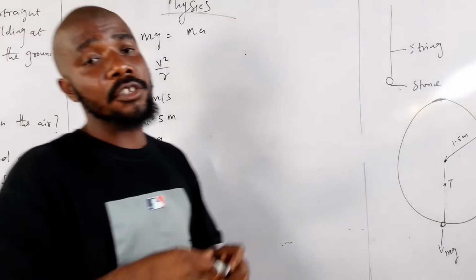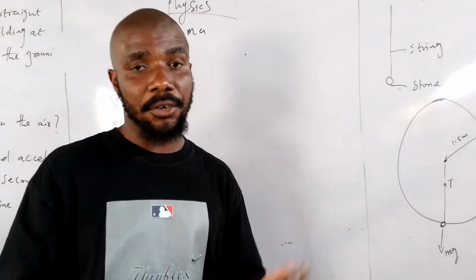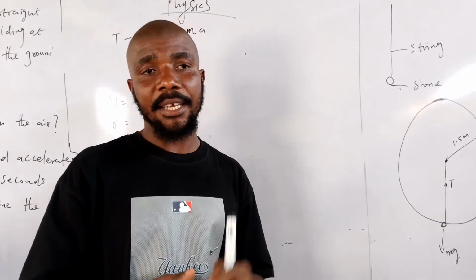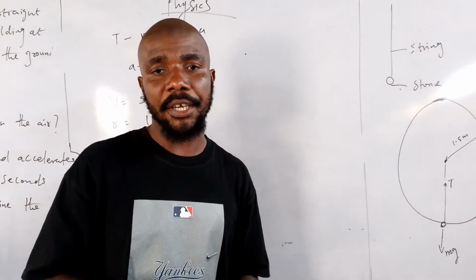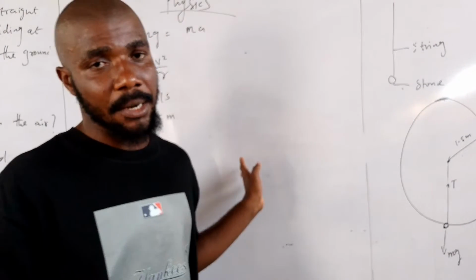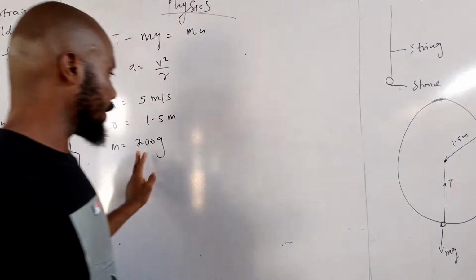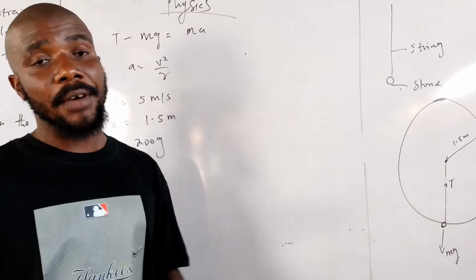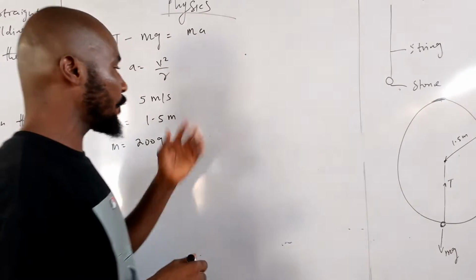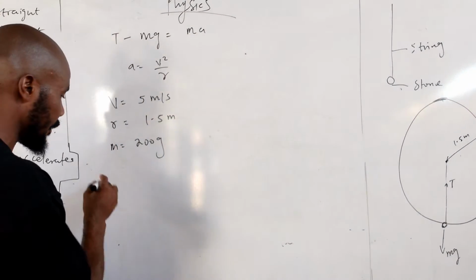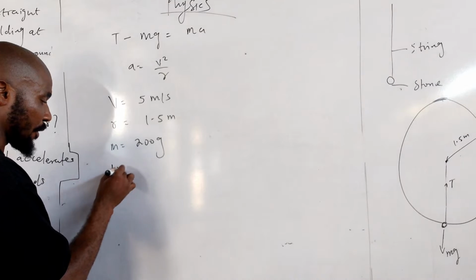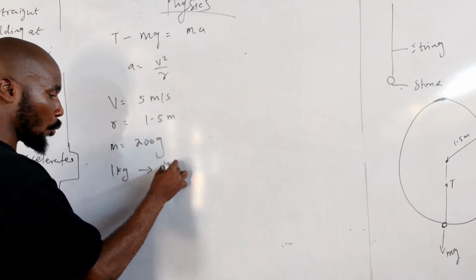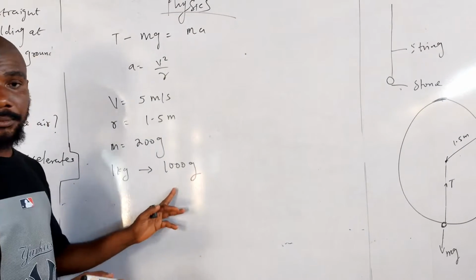Now recall that the unit of measuring mass is kilogram. That is the SI unit for measuring mass. It's not gram. So we need to convert this gram to kilogram. So how do you convert gram to kilogram? You divide by 1000. It's actually very simple. Look at the conversion here. You say that 1 kilogram is equal to 1000 grams.